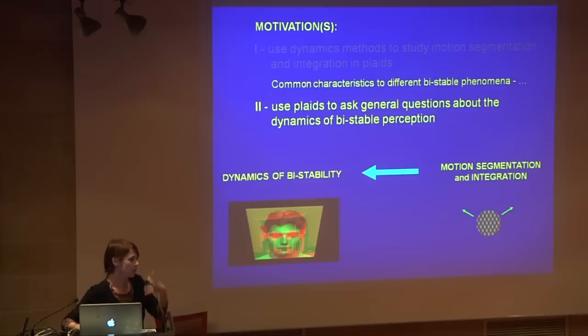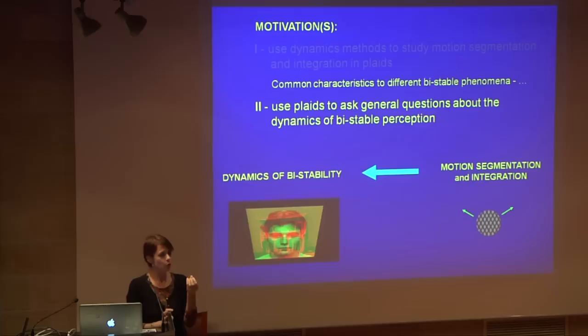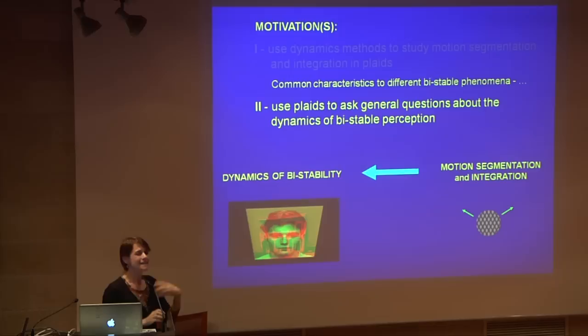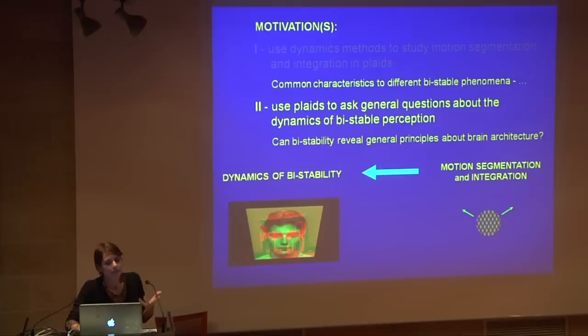And also, I think, so you probably noticed this in the demo, the transitions are very, very sharp, very dramatic. It's actually a really easy task for subjects to do. You get amazingly clean data, much cleaner than you get in other phenomena, even binocular rivalry, which is maybe the second best, but certainly better than a Necker cube, etc. Okay. And the sort of ambitious thing was to see if it can reveal any general principles about brain architecture.